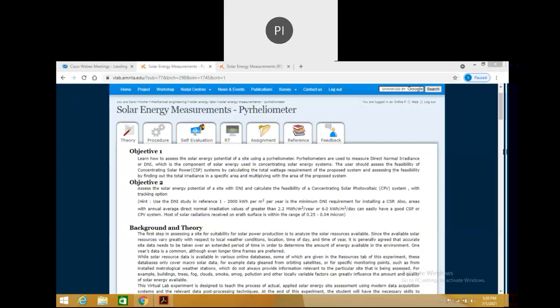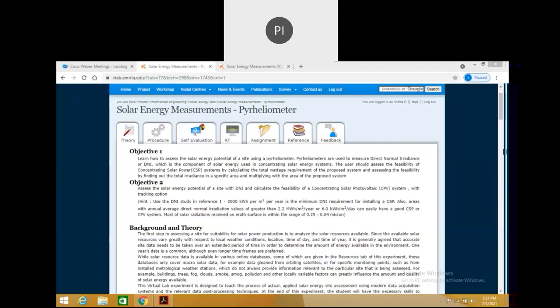Why are we calculating irradiance at a particular place by using a pyrheliometer? If we plan a concentrating solar power plant, we need to know how much solar irradiance amount there is in that area. In theory class I explained Q is equal to V into I by capital A, area, into absorption coefficient, the quantity of heat radiation absorbed by that pyrheliometer. Then by this value we can calculate for the concentrating solar power system.